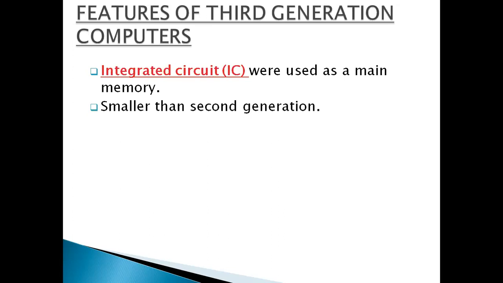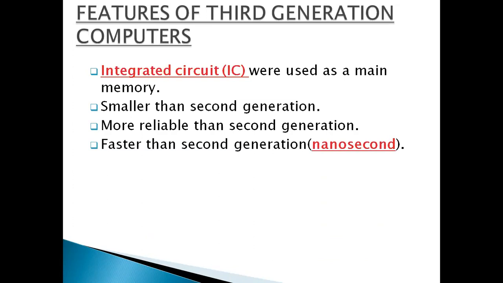As before I told you that nearly 1000 vacuum tubes were replaced by one transistor. Similarly, in an approximate way, 1000 transistors were replaced by one integrated circuit. In the same ratio, the working speed of third generation computers was much faster than first and second generation computers, and the size also has been reduced a lot. More reliable than second generation computers, means third generation computers were more reliable than first and second generation computers. Faster than second generation computers, whose speed was measured in nanoseconds.